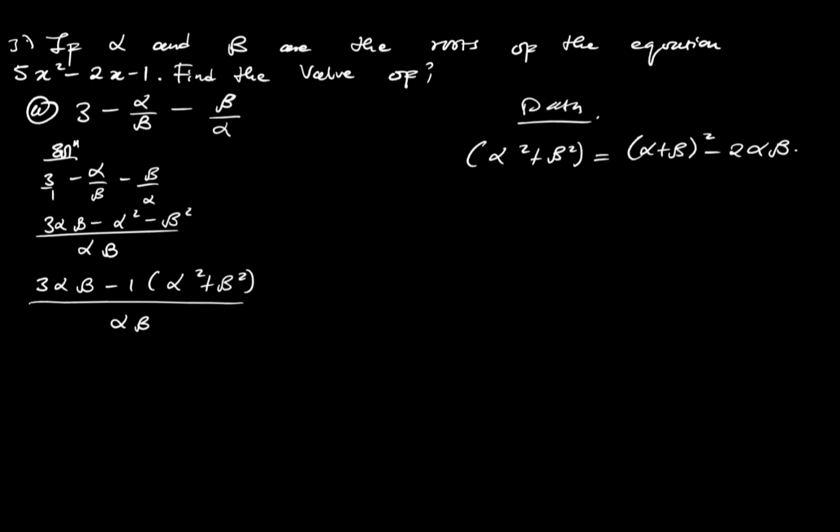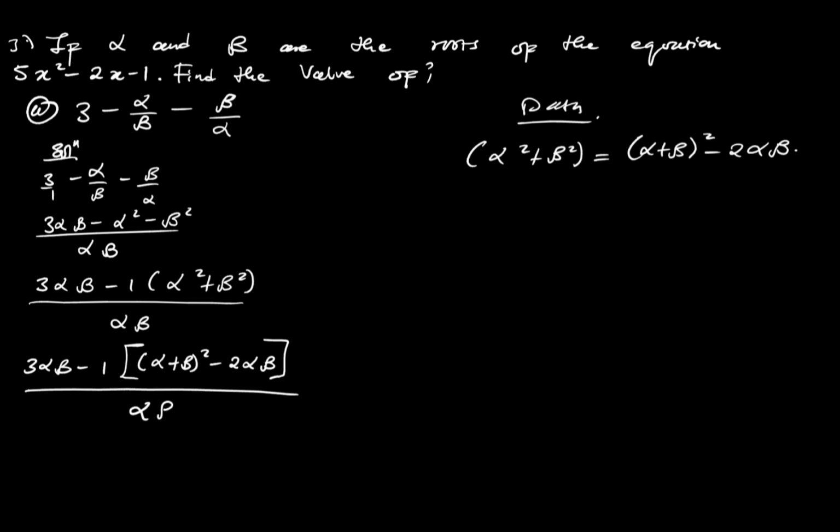I wish I've explained how to go about getting to that point. If you don't understand how to get to this point, you can always watch the previous video where I did a number of questions of this type. All right, so this implies that I'll be having 3 alpha beta minus 1, then I can open a square bracket and say alpha plus beta squared minus 2 alpha beta, and this will be over alpha beta.